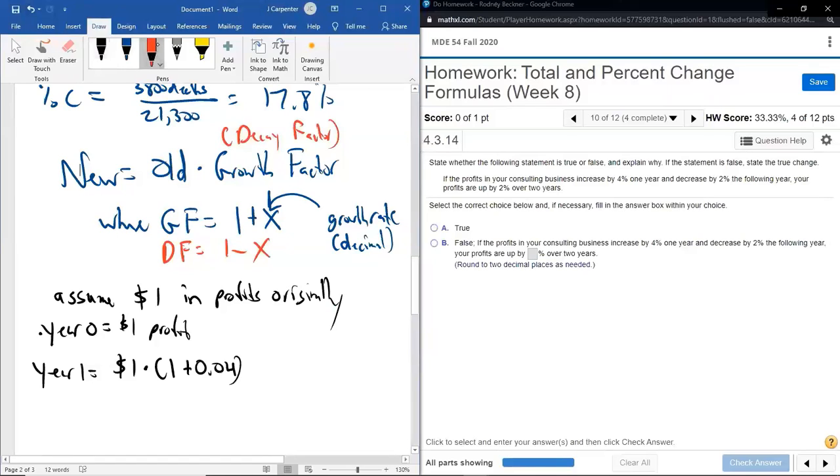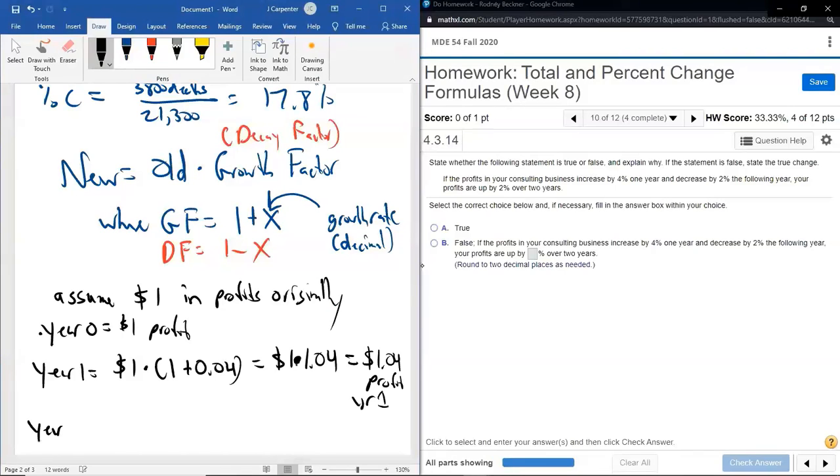What's going on here? Why is it 1 plus 0.04? The 1 here represents the original 100% you had. This 0.04 represents the new 4% that you're getting. And again, this is going to be a very common theme. So 1 plus 0.04 is 1.04. And 1 times 1.04 is 1.04. So that's our profit for year 1. And again, I'm saying year 0 was the dollar profit. The 1 year here is what I'm calling year 1.